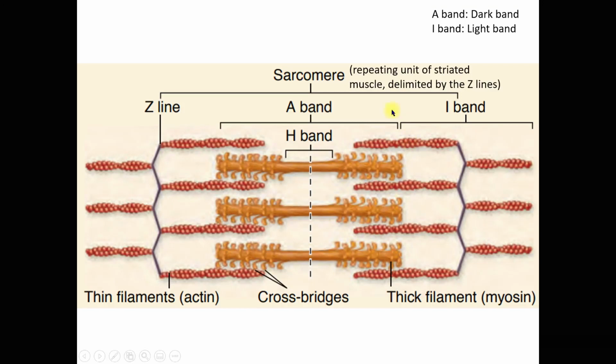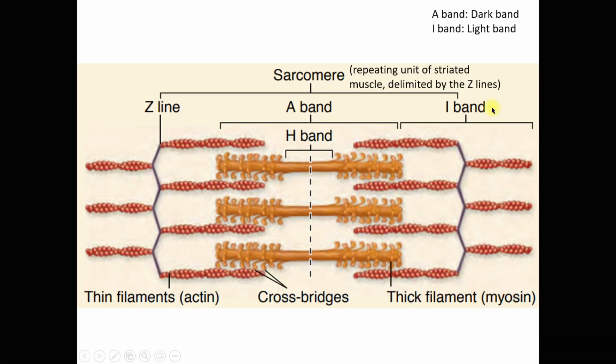Now let's take a look into more detail of the one sarcomere. Now, one sarcomere is the repeating unit of a striated muscle, delimited by the Z line. So meaning to say one sarcomere is from one Z line to another Z line of a muscle cell.